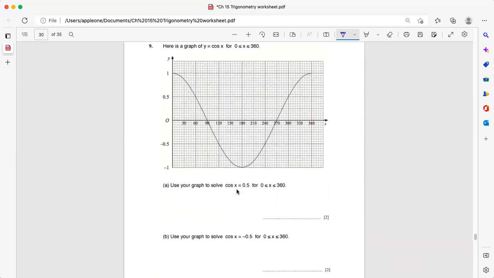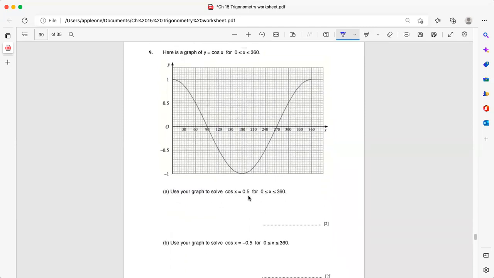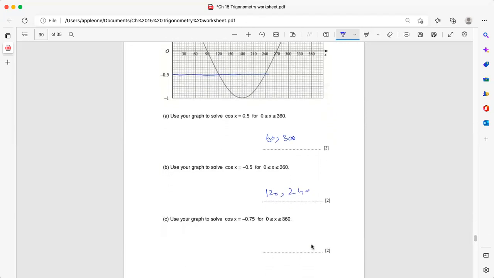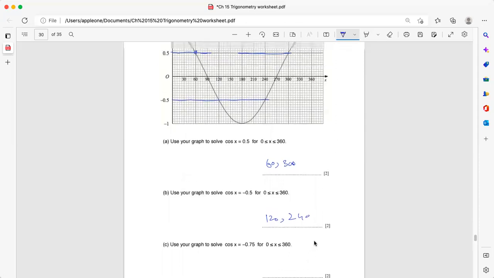Use your graph to solve for x when cos x is 0.5 to get the values of the angles. So see, 0.5 is here. Then draw a line there, touching the curve at this point. So 60 is one answer. The other answer is 300. So these two are the answers. Then they say cos x is minus 0.5. So for cos x equals minus 0.5, please go this way. This is 120 and the other value is 240. Then they say use your graph to find for minus 0.75. Minus 0.75 is somewhere here.